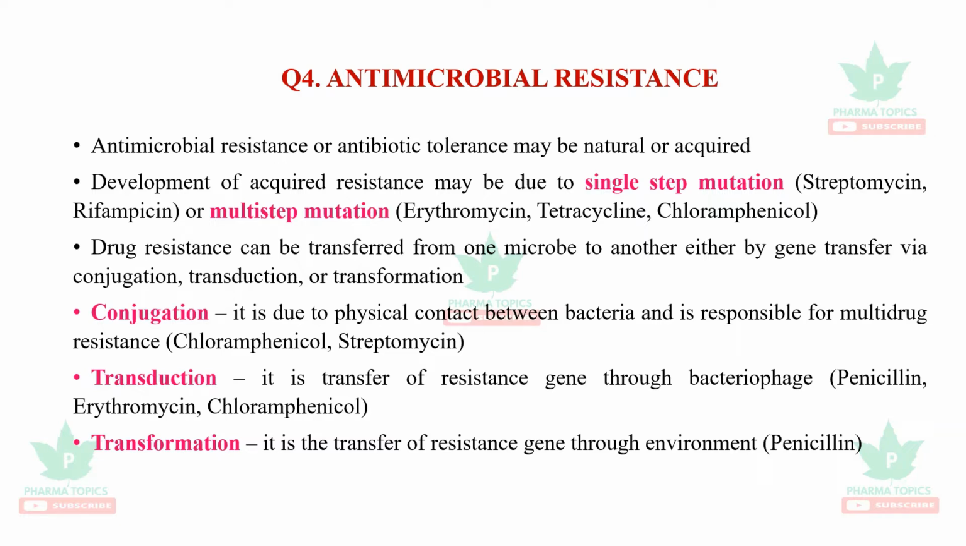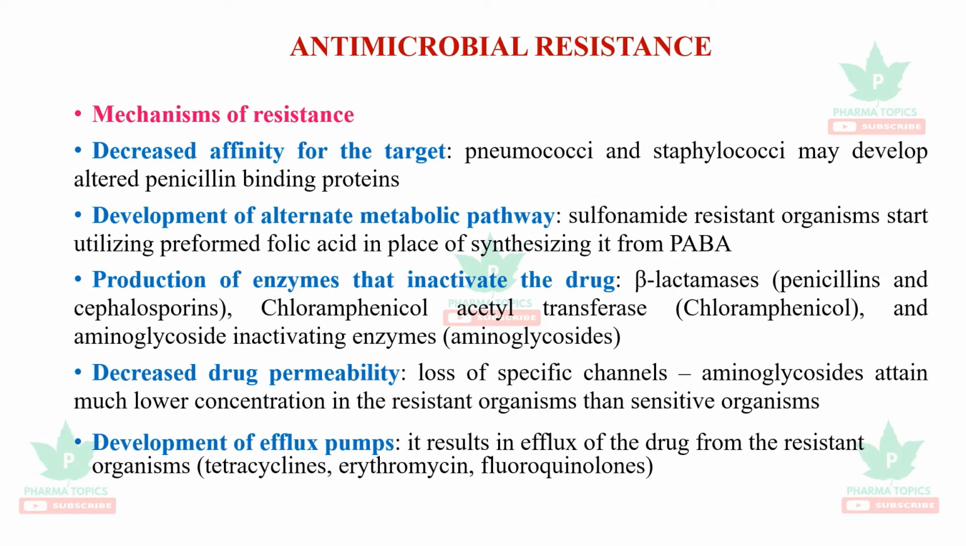Drug resistance can be transferred from one microbe to another, either by gene transfer via conjugation, transduction, or transformation. Conjugation is due to physical contact between the bacteria and is responsible for multiple drug resistance, example chloramphenicol, streptomycin. Transduction is the transfer of a resistant gene through the bacteriophage, for example penicillin, erythromycin, and chloramphenicol. Rarely, transformation may be a cause for transfer of resistance, occurring in the medium, for example penicillin.